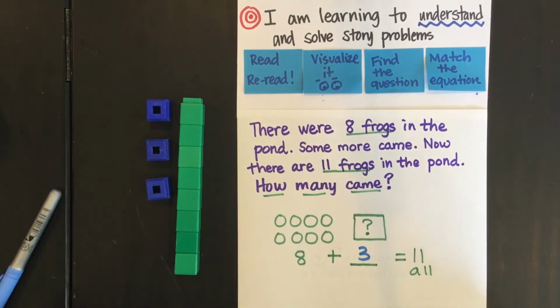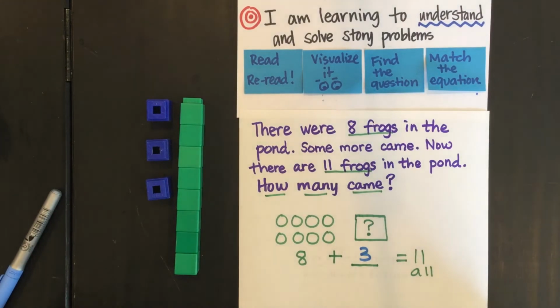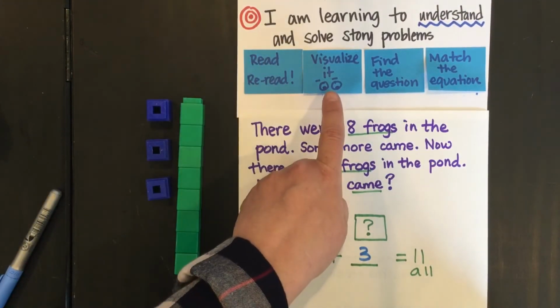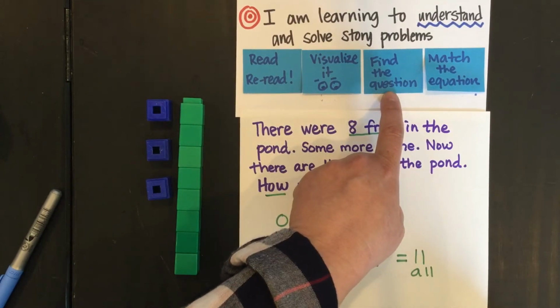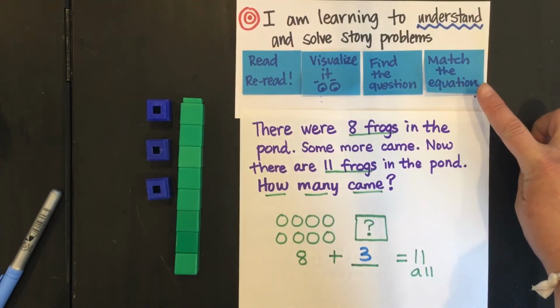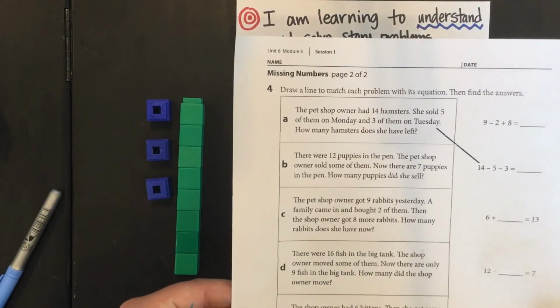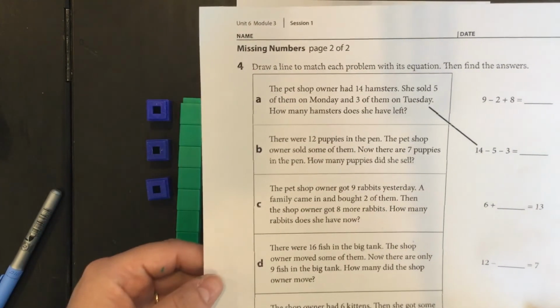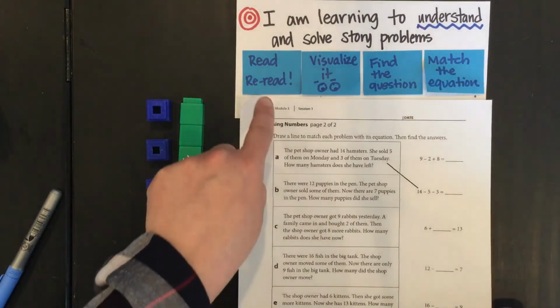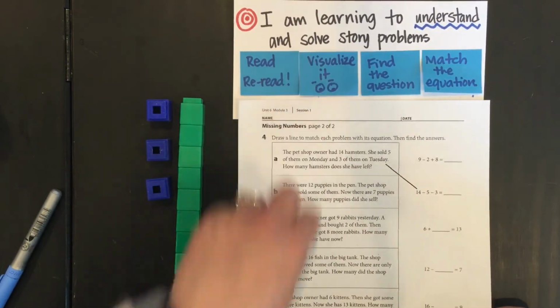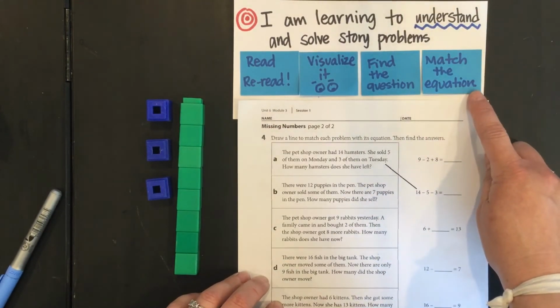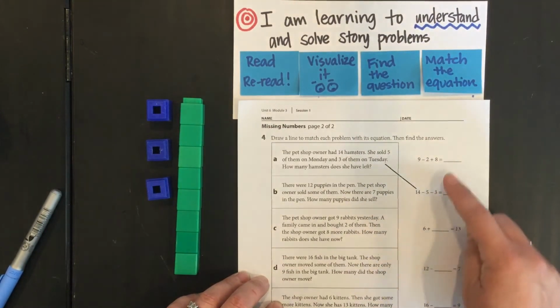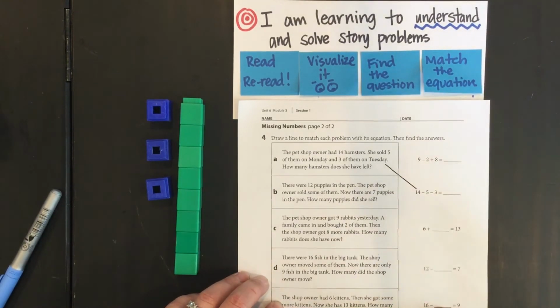So boys and girls, when you're learning to understand a story problem, it helps to reread it, first visualize it, find the question that the story problem is asking you, and think in your brain what equation would match that story. In your work today, it looks just like this. Your job is to look at the stories and follow the steps we just talked about. Reread, visualize, find the question, and then finally match the equation that goes with the story. The equations are listed on this side and the stories are on this side.